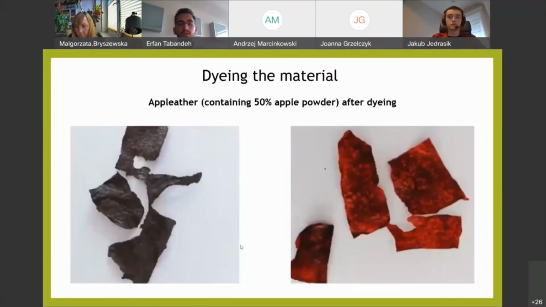We also tried to dye some pieces of Appleather, and here we have 2 colors, orange and black, and they have the same properties as plain Appleather, and hence color diversity is another advantage of Appleather in the fashion industry.